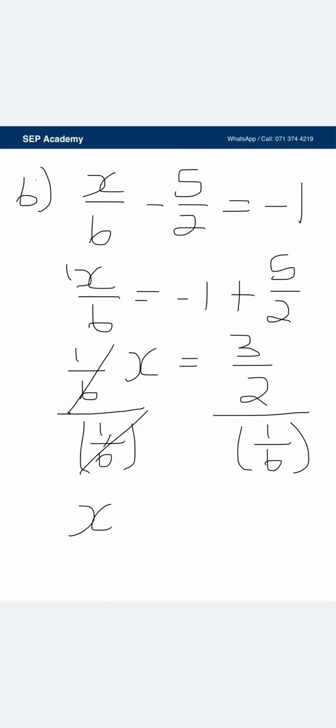And then you end up having your x being equal to 2. You can punch that on your calculator and say 3 over 2 divided by, in the brackets, 1 over 6 equals 2. It therefore gives you 9. And that should be the end of it. I hope that makes sense.